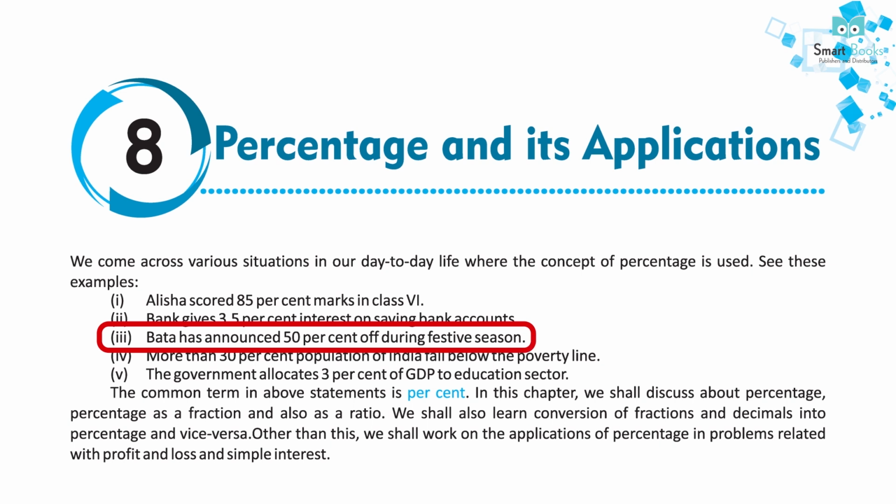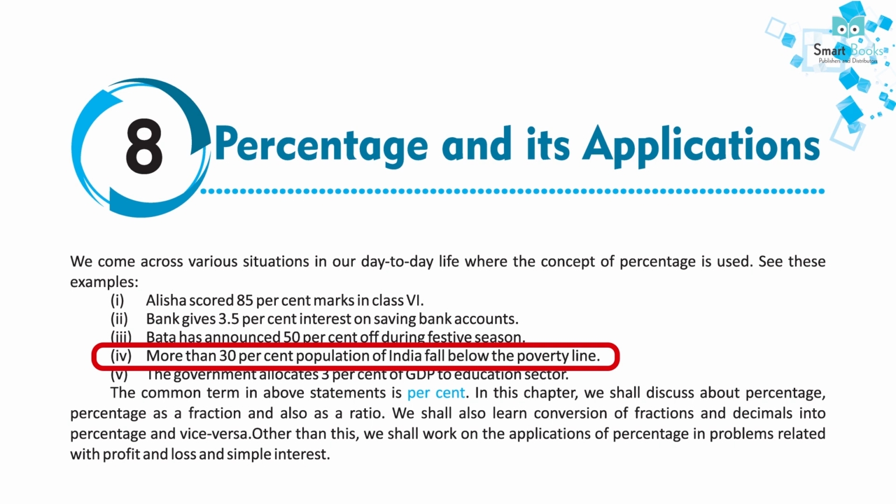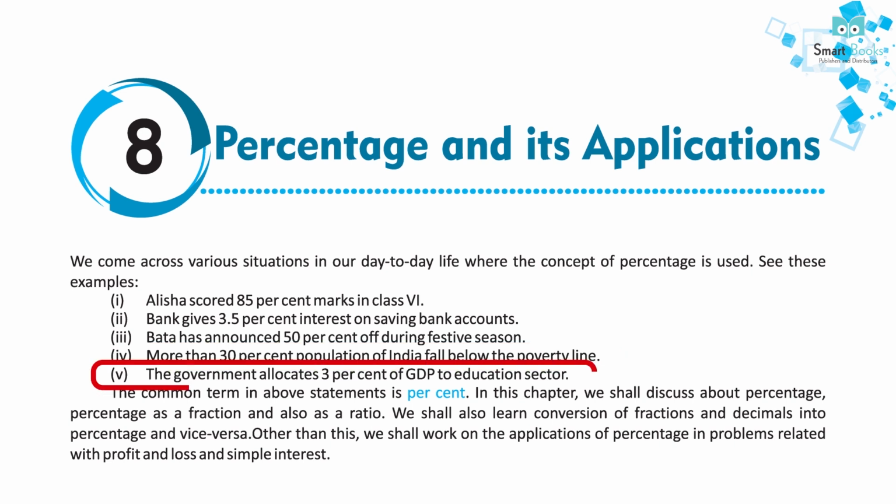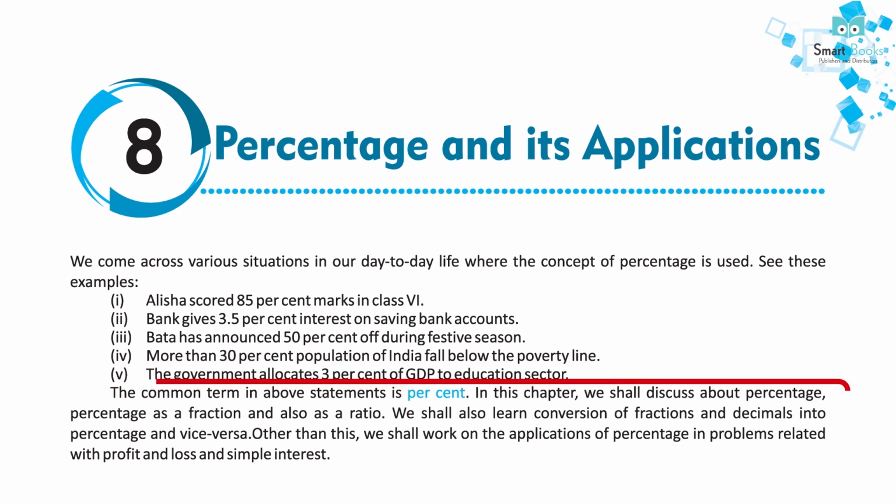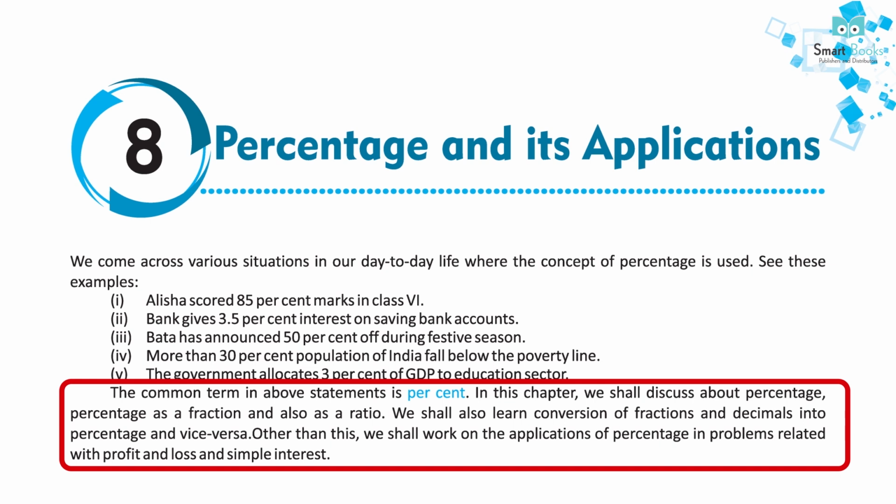Third, Bata has announced 50% off during festive season. Fourth, more than 30% population of India fall below the poverty line. Fifth, the government allocates 3% of GDP to education sector. The common term in above statements is percent.